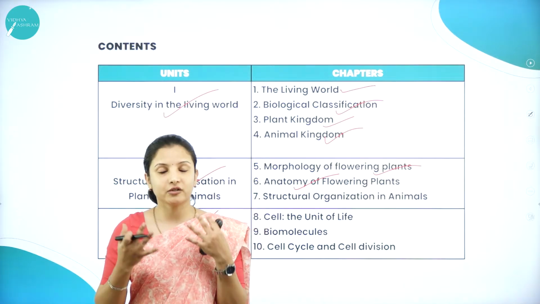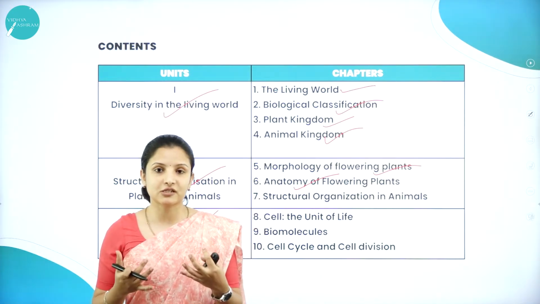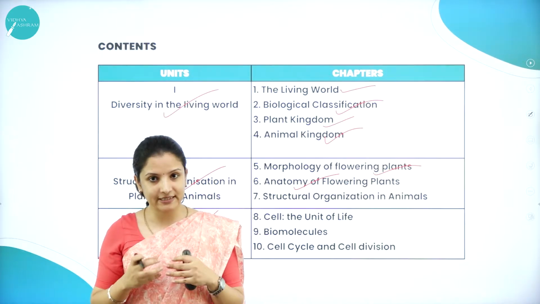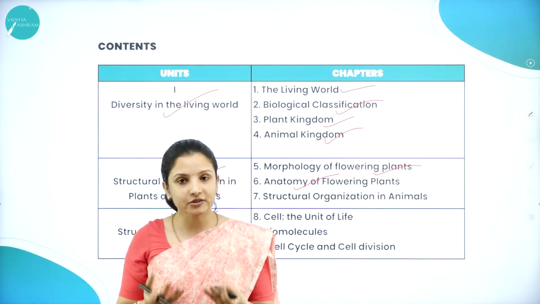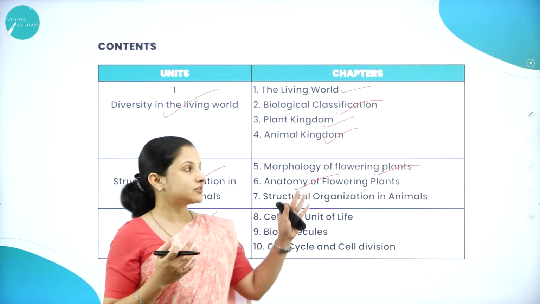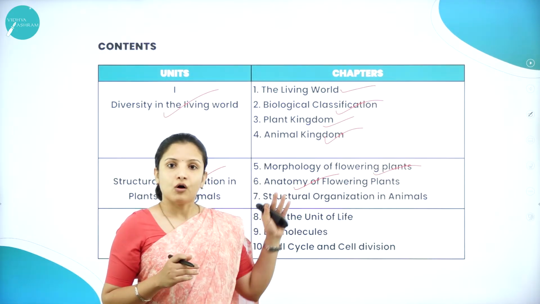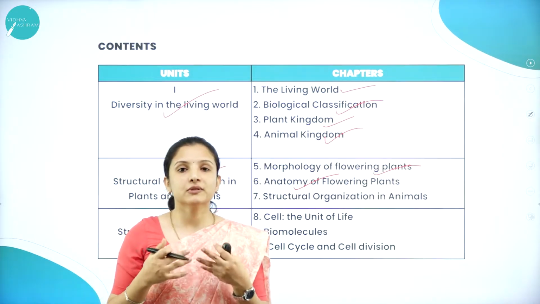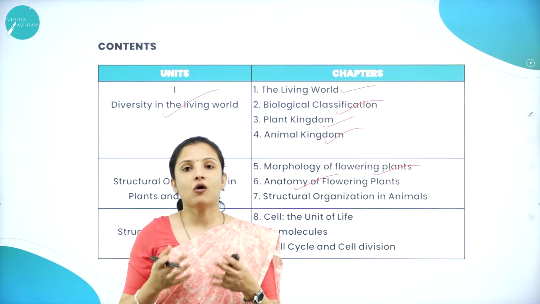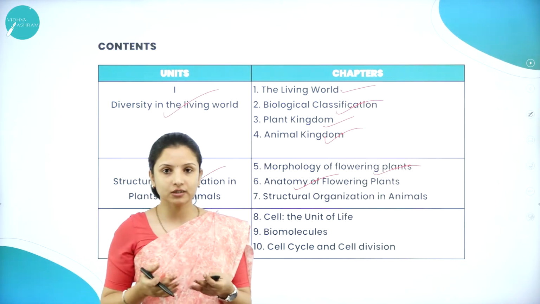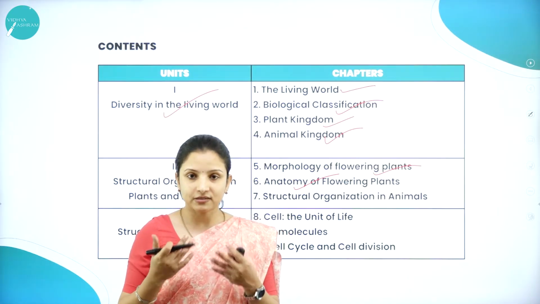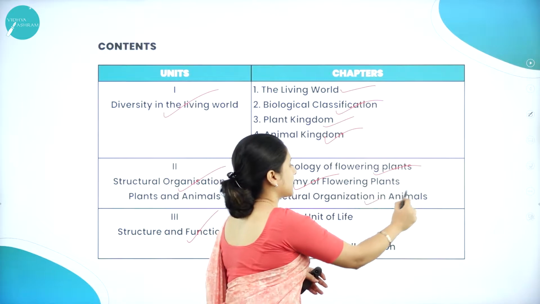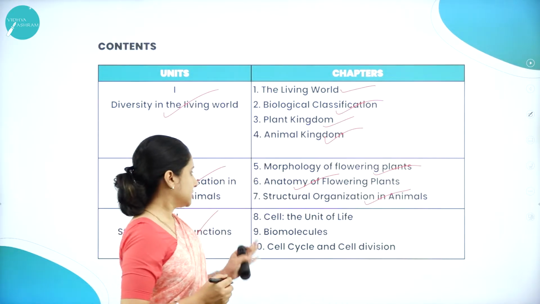Anatomy is nothing but wherein you take a cross section or a transverse section of the plant, and when you observe it under the microscope, what all different cells are present, what are the different functions of the cells, all that you will study under the anatomy of flowering plants. Next, moving on to animals. Under animals, you will study the structural organization of different organs or organ systems or external morphology of the animal. All that you will study under structural organization in animals.